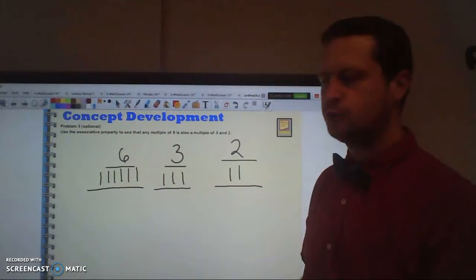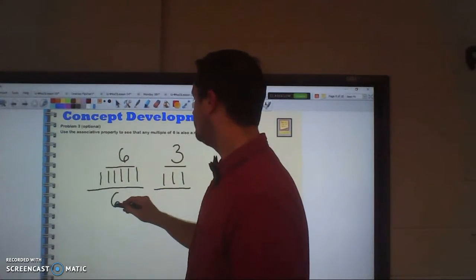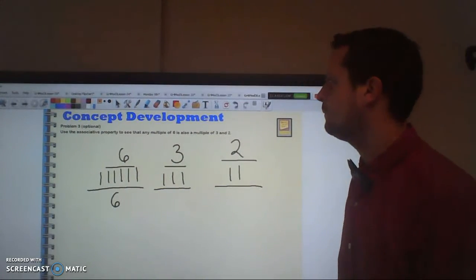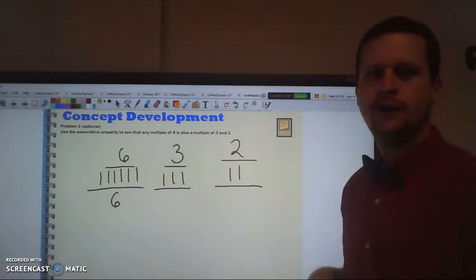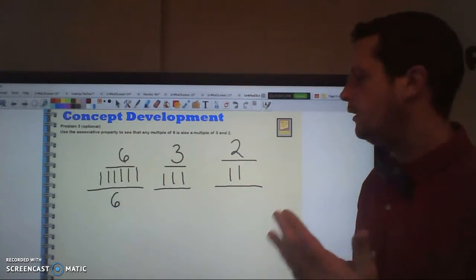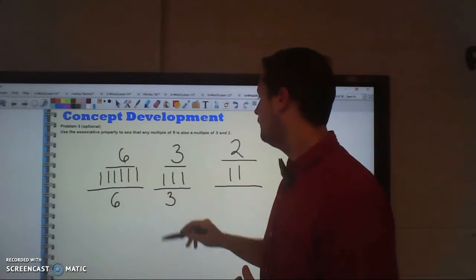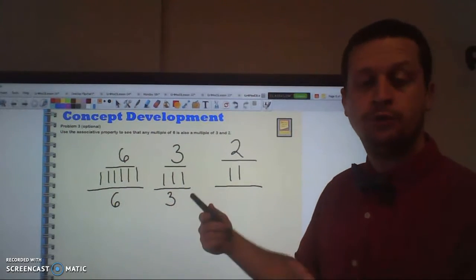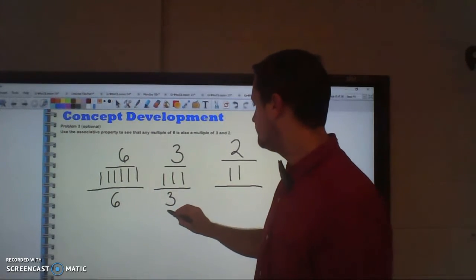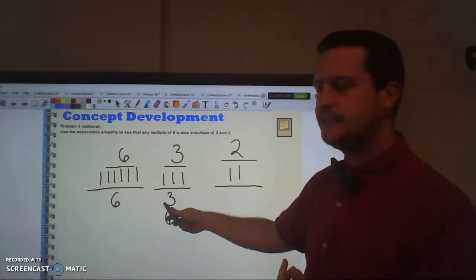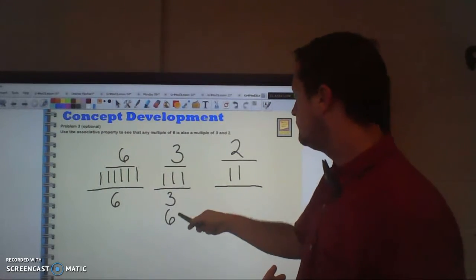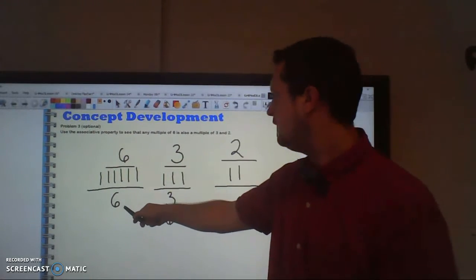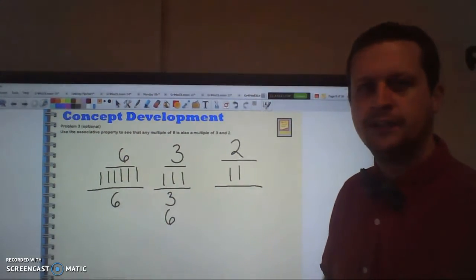Well, again, my first multiple of 6 is 6. All right? Let's go to 3. What's my first multiple of 3? Well, that would be 3. My next multiple of 3, if you know your 3s, you just go to your next one, 3 times 2, which is 6. Or you count your tallies. I have 3 here, 4, 5, 6. So I see a 6 here and a 6 here.